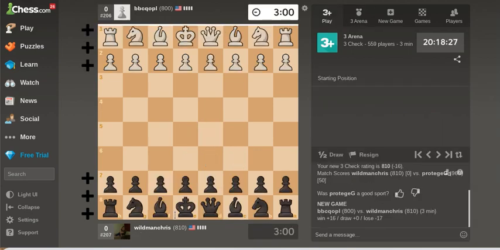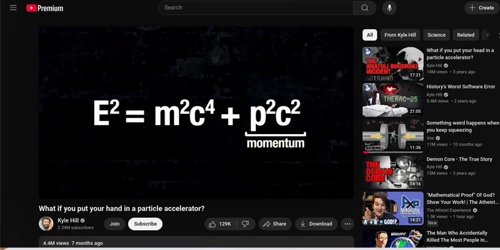Everybody knows science's most famous equation, E equals mc squared. What most people don't know is that this isn't the full equation. It's actually E squared equals m squared c to the fourth plus p squared c squared. This second factor captures the momentum of some object.